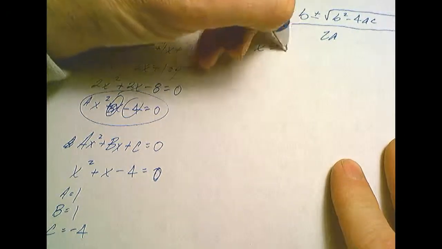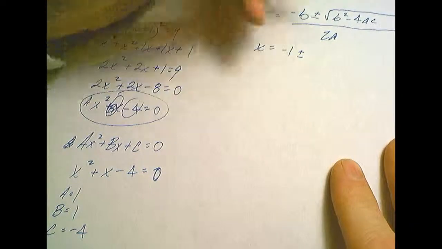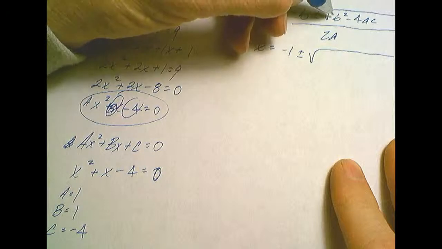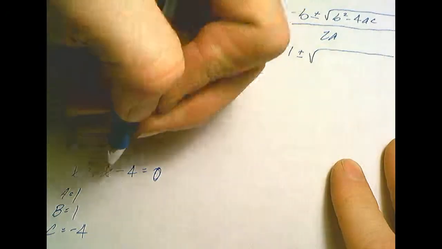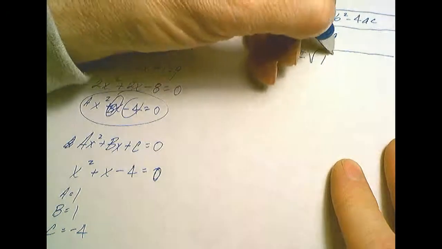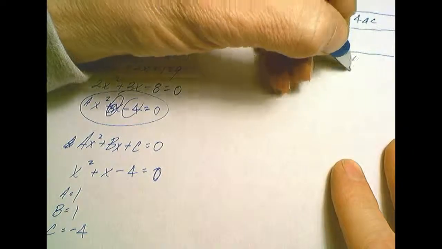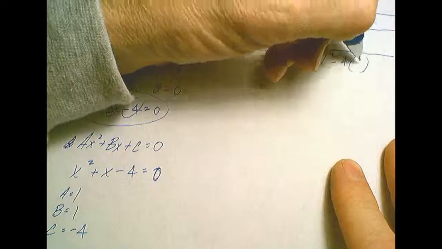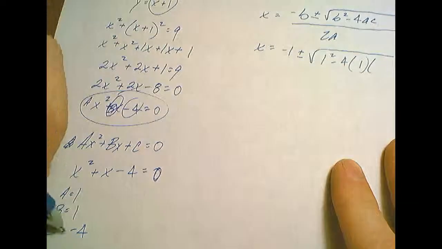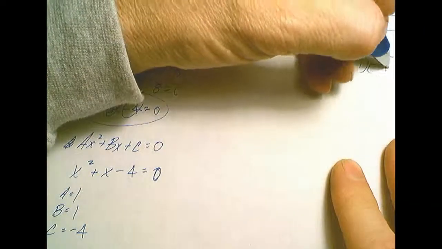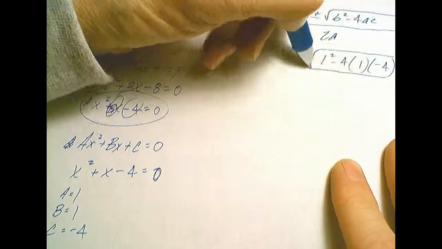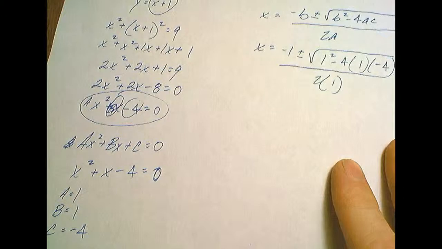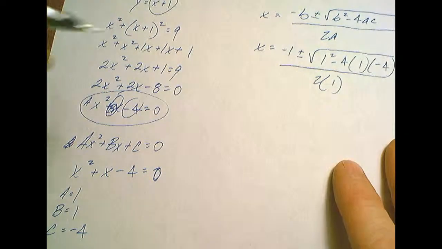So b is 1, so -1 plus or minus the square root of b squared. We look down here at what our b is, and it's a 1, minus 4 times our a. Look down here, our a is 1. Look down here, our c is -4. And we can put our line all the way across there. 2 times 1. We just keep plugging away at this.